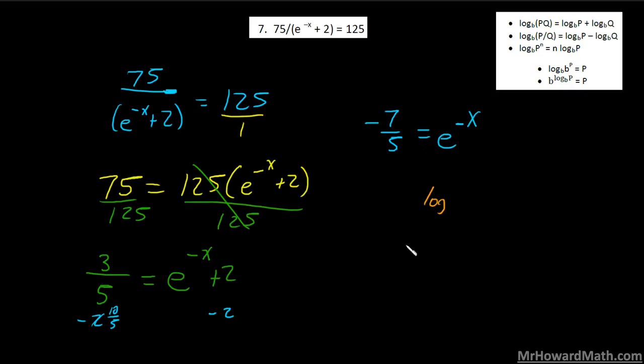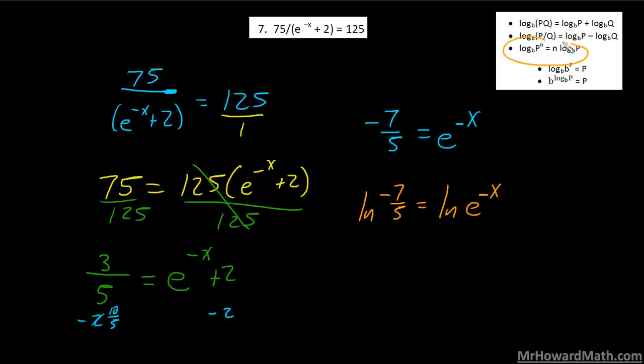Again, I could take the regular logarithm of both sides, it doesn't matter. But just to show you that you can use different bases for the logarithms when you take the log of both sides, we'll do that. So I'm going to take the natural logarithm of both sides. The natural logarithm of negative 7/5 is equal to the natural logarithm of e to the negative x.